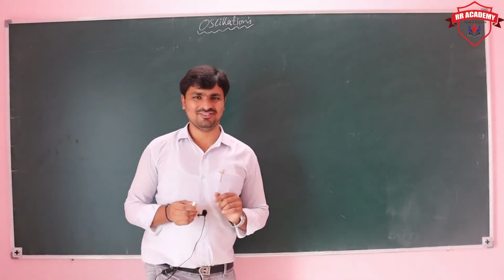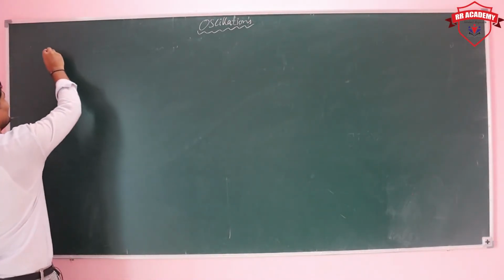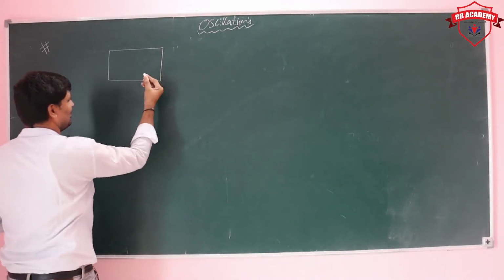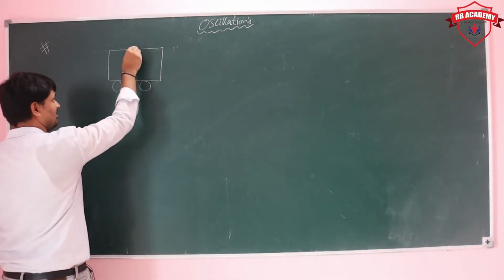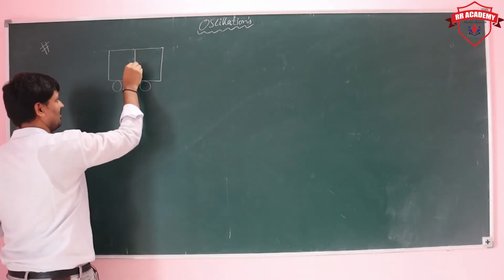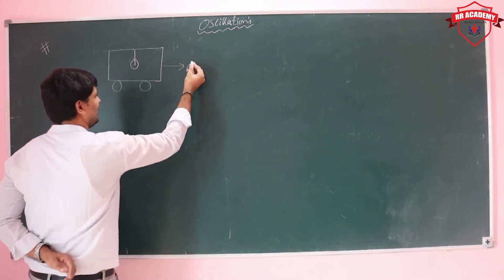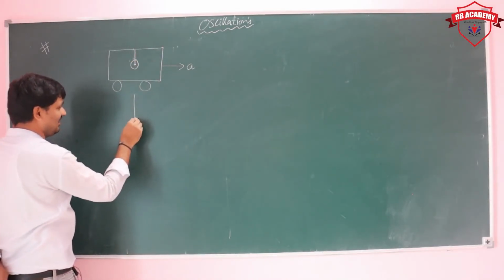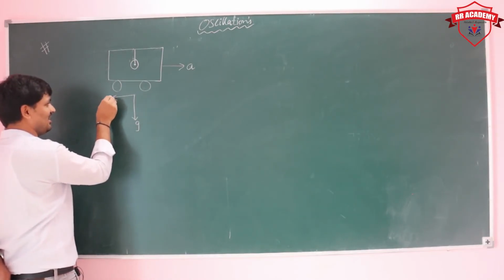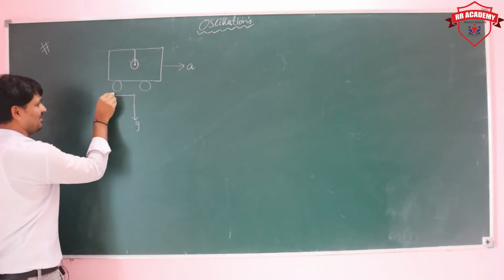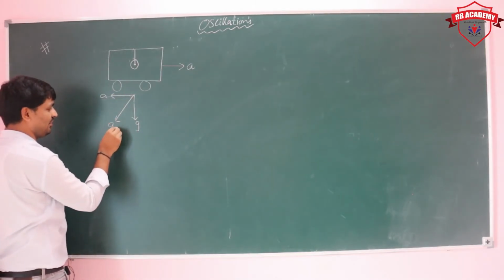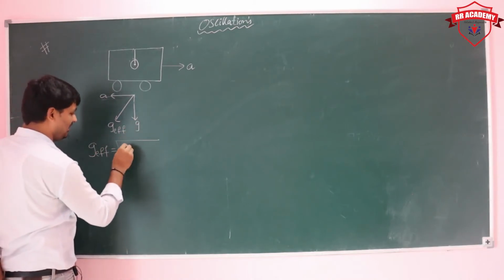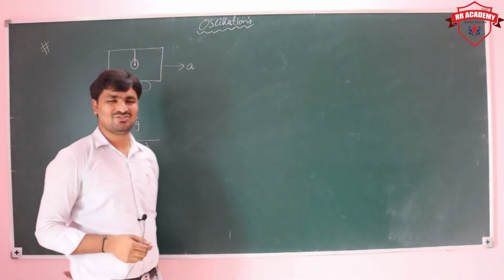Let's see one more application. Whenever we have the pendulum in a horizontal accelerating vehicle, here a vehicle is moving on a horizontal road with some acceleration a. Then what will happen here? Gravity is acting vertically downwards and acceleration is acting horizontally like this. Then the effective value of g is going to be under root g square plus a square.